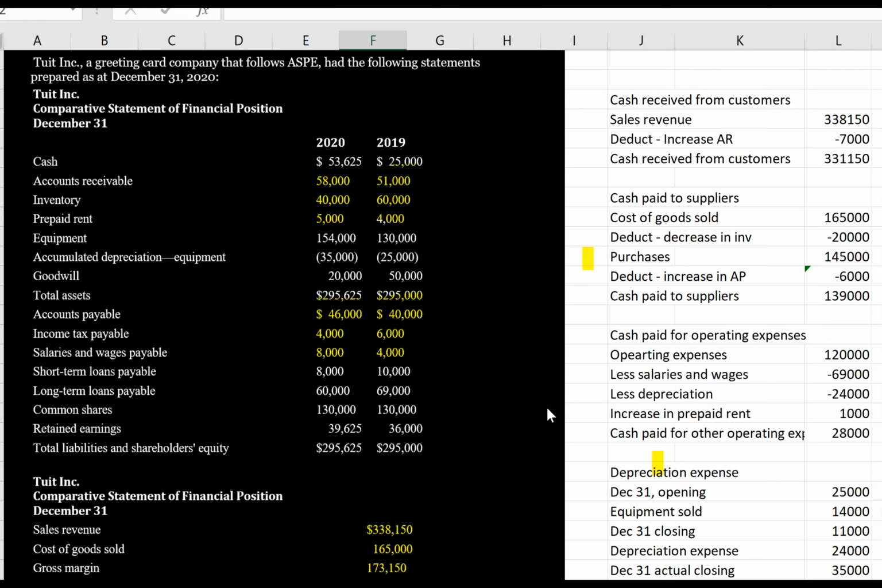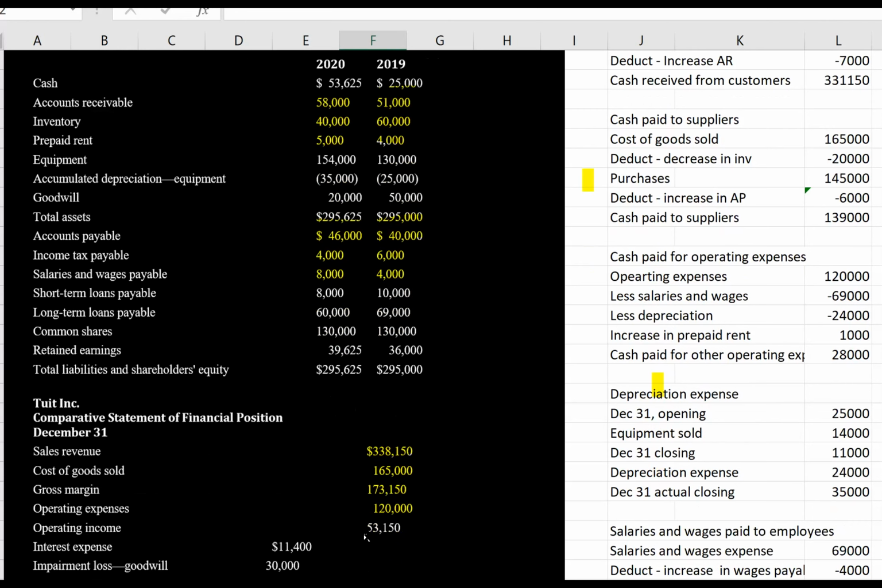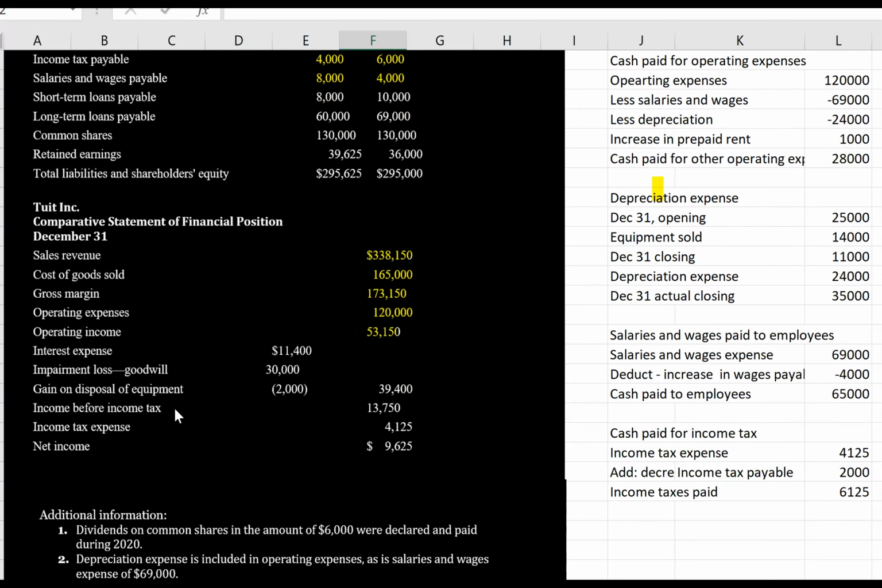Then if we look at our income statement, we've dealt with operating income, which is just a subtotal. We've dealt with interest expense. Actually, we haven't dealt with interest expense because that's on the debt. We haven't dealt with the impairment loss on goodwill. That's not a current asset, so we'll deal with that still. And we dealt with income tax expense. So that's about where we are.